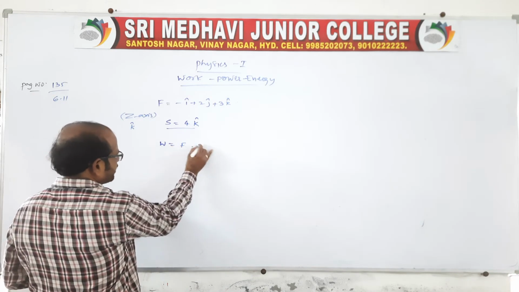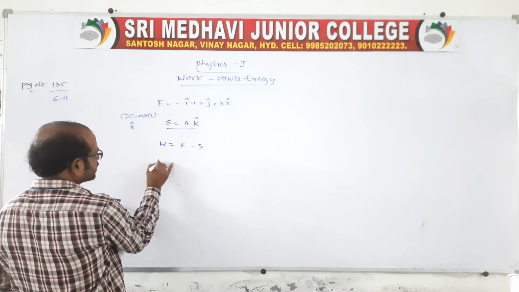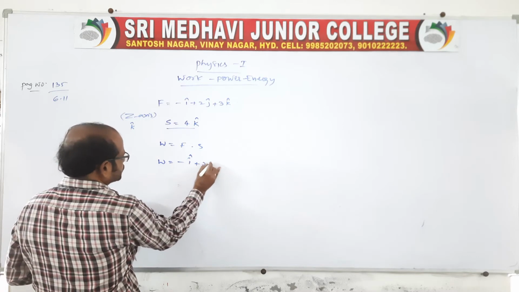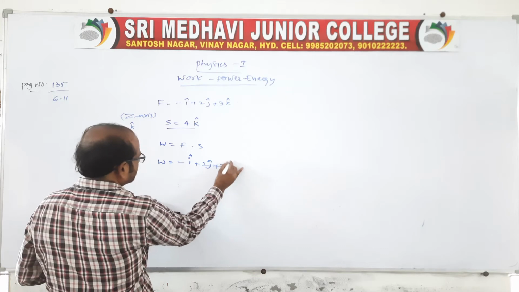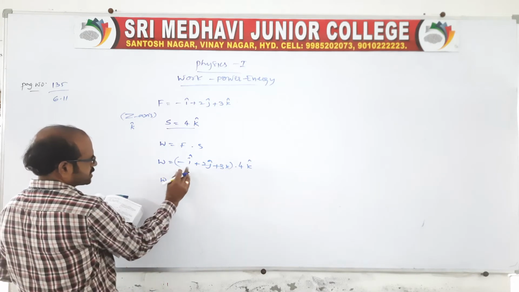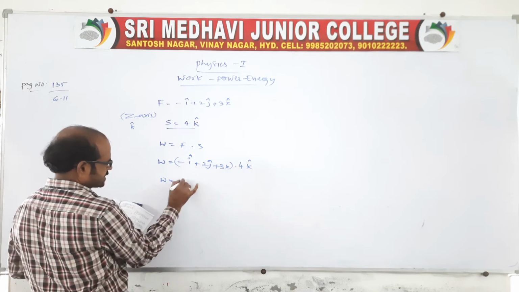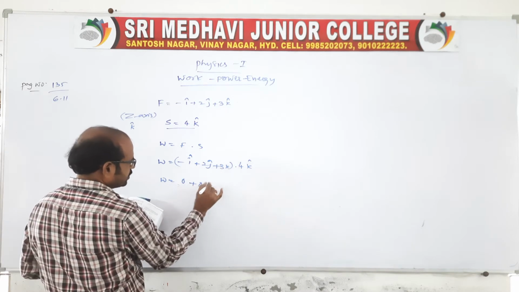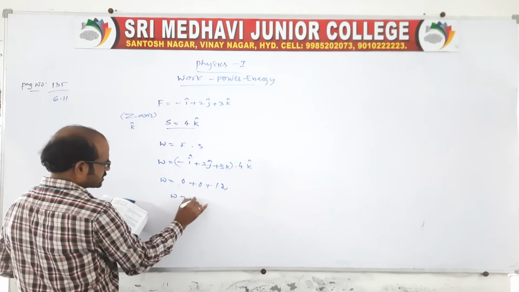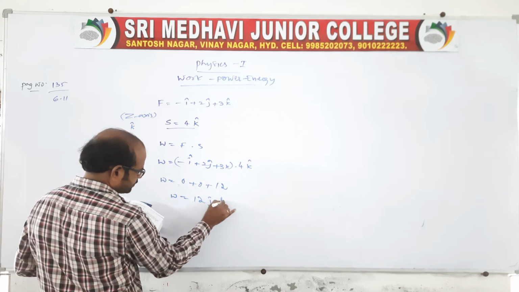So here it is F dot S. Then work done is equal to F, which is minus i cap plus 2j cap plus 3k cap, dot 4k cap. Therefore here i dot k is 0, j dot k is 0, k dot k is 1, 3 into 4 is 12. So work done is equal to 12 joules.